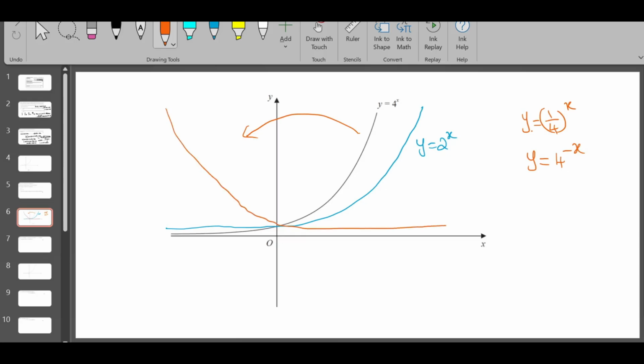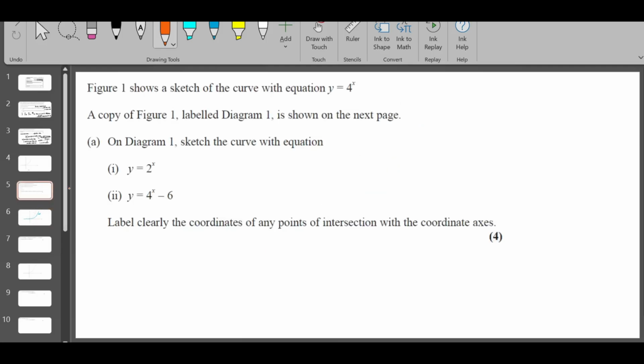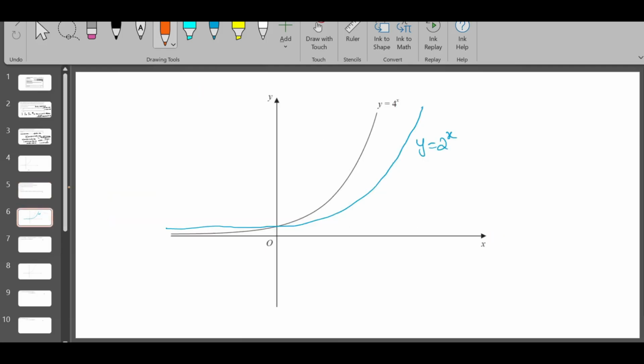That's going to be 1 over 4 to the power x. Remember that. Okay, anyway, we have sketched 2 power x already. And the next one is 4 power x minus 6. Y is equal to 4 power x, that's a given graph.